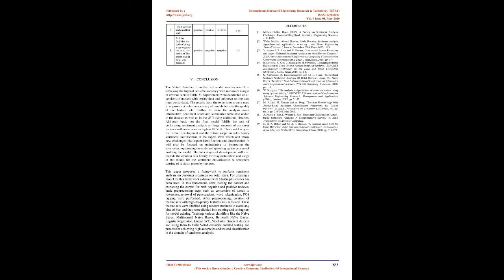In this framework, after loading the dataset and extracting the corpus for both negative and positive reviews, basic pre-processing steps such as conversion of words to lowercase, removal of punctuations, word tokenization, POS tagging were performed. After pre-processing, creation of feature sets with high-frequency features was achieved. These feature sets were shuffled using random methods to avoid any kind of bias, and they were divided into training and testing sets for model training.